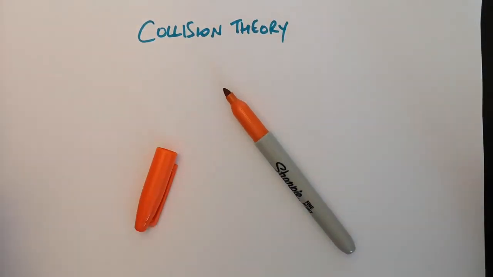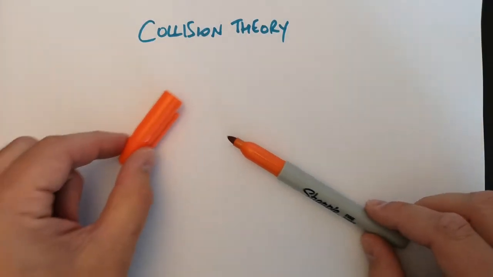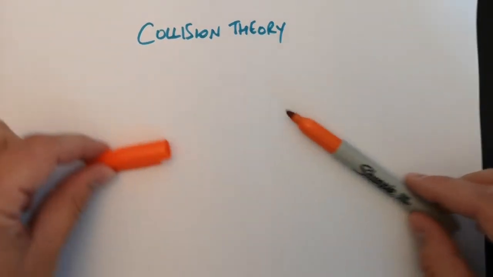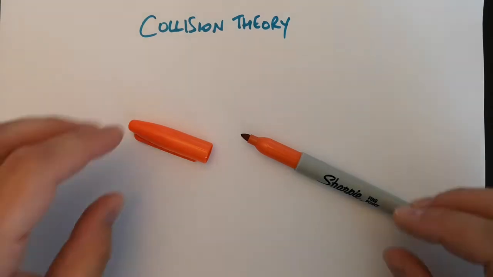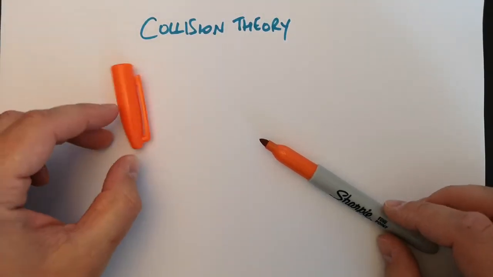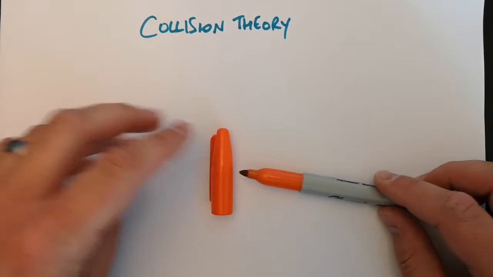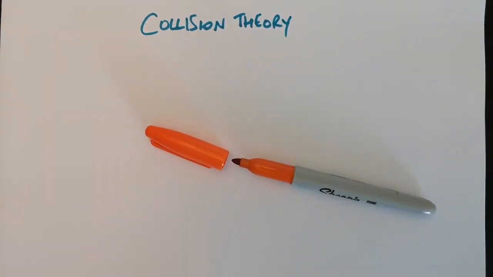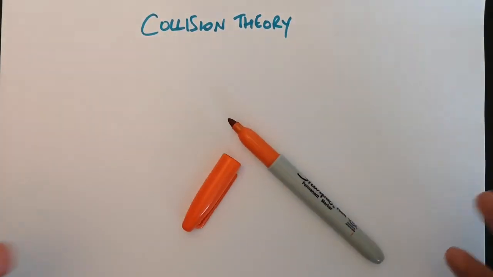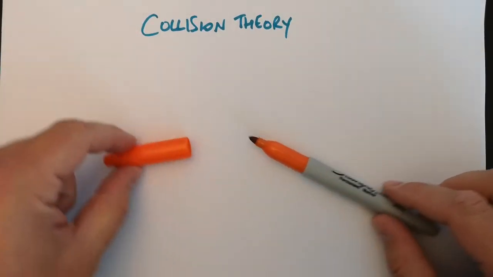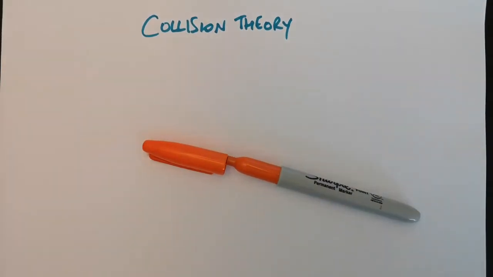Remember, the particles will be randomly moving around. It can't collide here. It can't collide there. It has to collide at the right position. We call it the right orientation. Additionally, this particle has to be the right way around. It can't collide like this. It can't collide like that. It has to collide like this. So you should be able to see that actually the vast majority of collisions don't result in a full pen. They don't result in a reaction. It's only the ones that have the correct orientation that allow the reaction to happen.